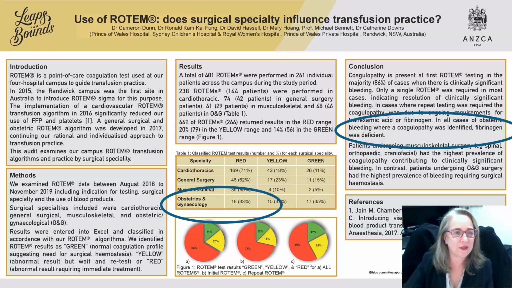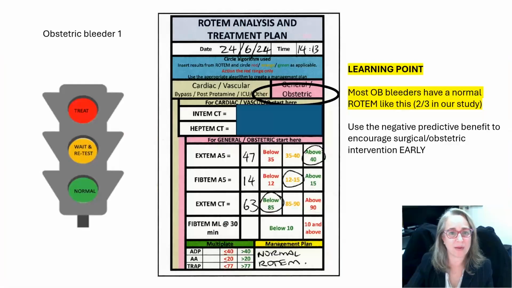So this next slide shows the use of Rotem. It's a poster we presented a couple of years ago at one of the national meetings, where we looked at first Rotems done across the campus. We looked at something like 400 patients, and the most important thing I thought from this was that in obstetrics and gynecology, when you do a Rotem for a bleeding patient, it's only abnormal 1/3 of the time. 2/3 of the time there's an obstetric problem. 1/3 of the time there's already a coagulopathy. And the bubble on the right hand side shows that in this particular series, all cases where there was obstetric bleeding and an abnormal Rotem, fibrinogen was a problem.